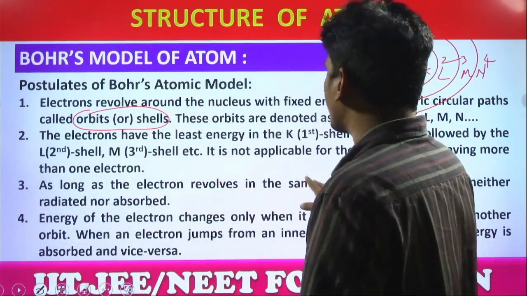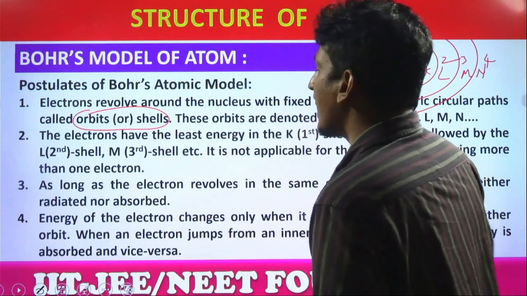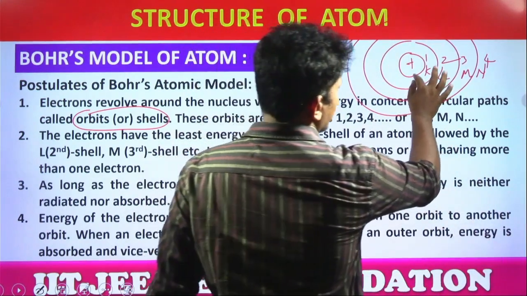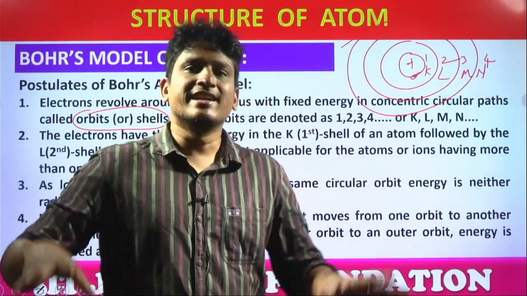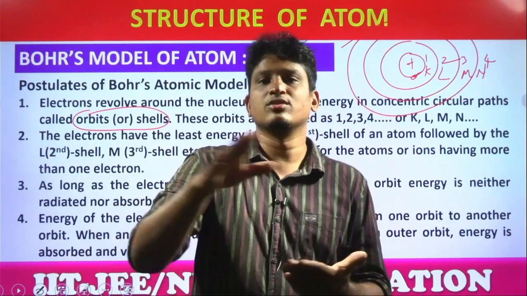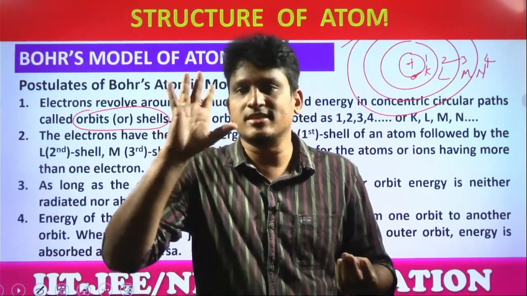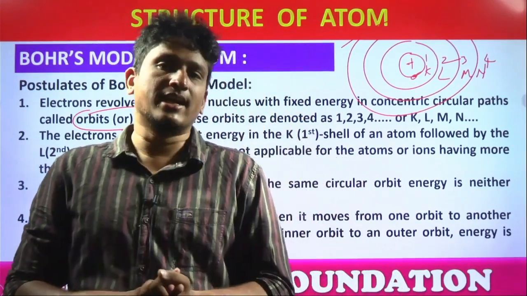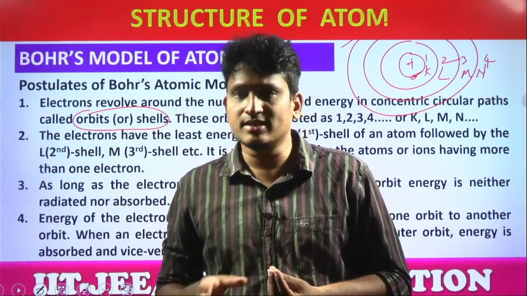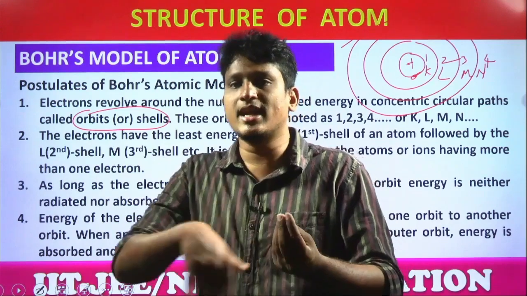As long as the electron revolves in the same circular orbit, energy is neither radiated nor absorbed. That means if an electron is revolving here, it neither loses energy nor gains energy. It is simply revolving in that position only. Why? Because its energy is fixed. That is called quantized. Because of this fixed energy, it neither loses nor gains energy.